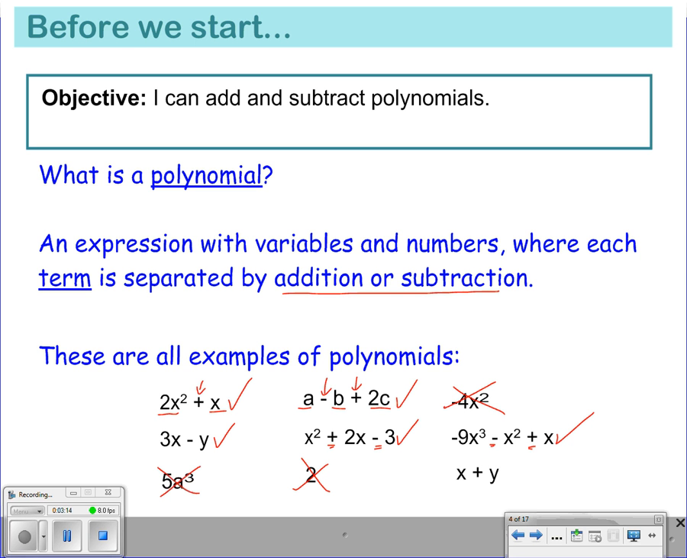And then last we have variables. And notice even though I don't see numbers, remember there's always an understood 1 in front of these that we don't necessarily show. So this does have variables and numbers, and there's addition going on, so this is a polynomial.